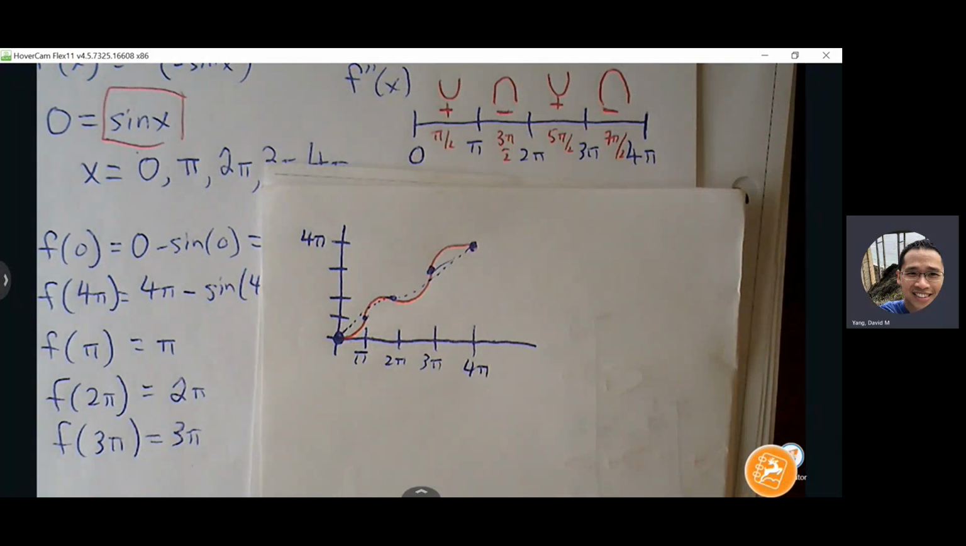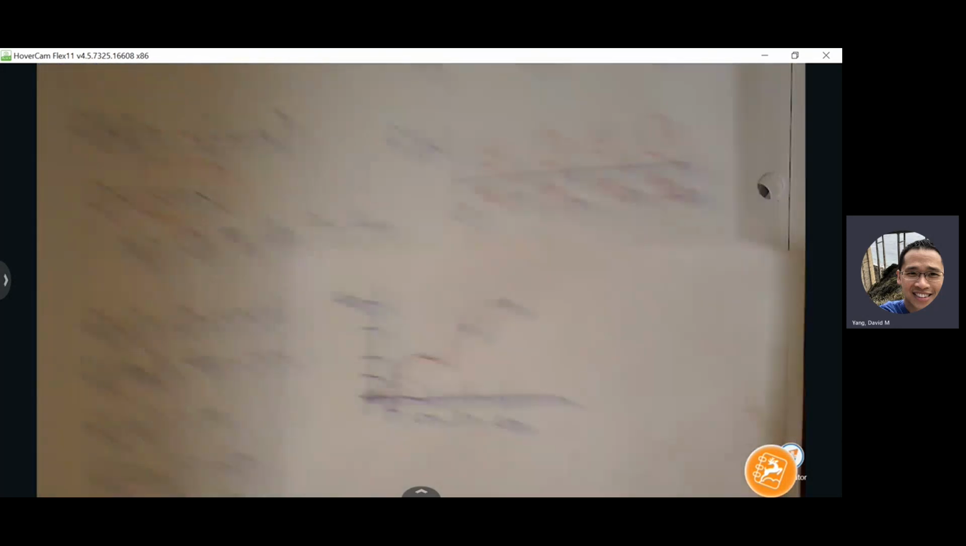And the problem is also asking for absolute max and absolute min, so we can tell by looking at the graph, right? What's the absolute max height? 4 pi. The lowest y value is 0, so that's the absolute min. Okay. So after you have your graph filled out, then find the highest and lowest points, and that's your absolute max, and that's your absolute min.